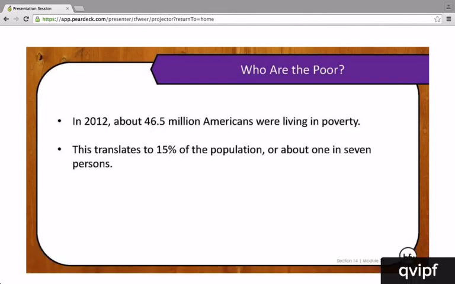Well, first we have to say, who are the poor? What kinds of people, what groups of people tend to be more likely to be poor? In 2012, there were about 46.5 million Americans out of about 320 million of us who were actually living in poverty. That translates to a poverty rate of 15% of the population, or about 1 out of every 7 people who is defined as officially poor. But poverty is not spread evenly across the nation.